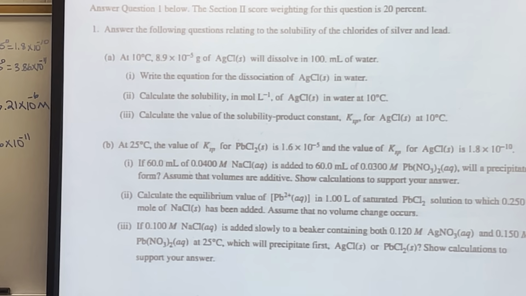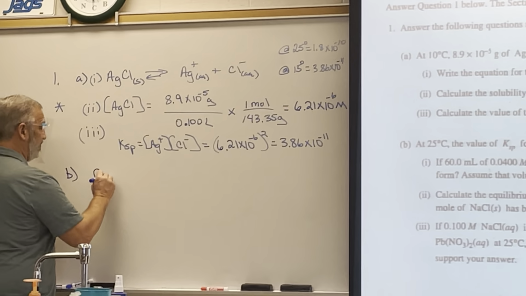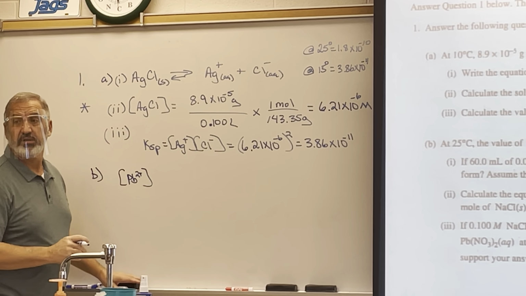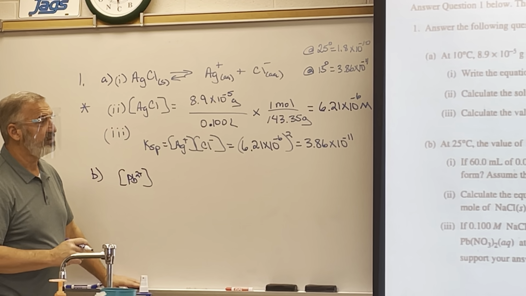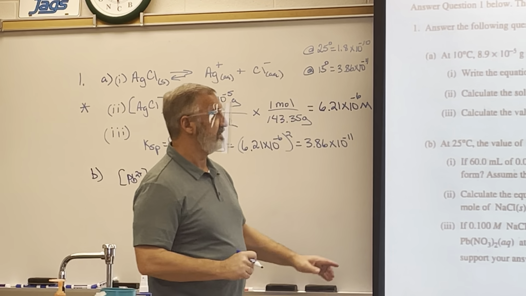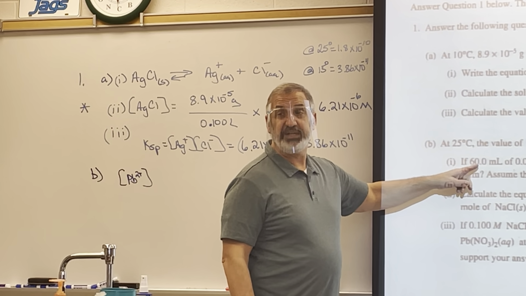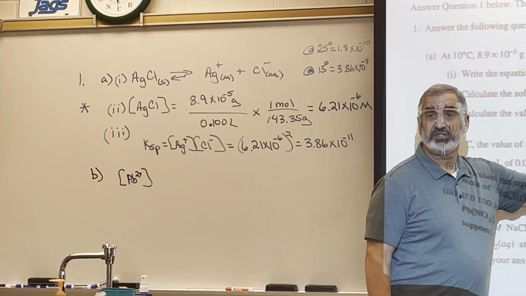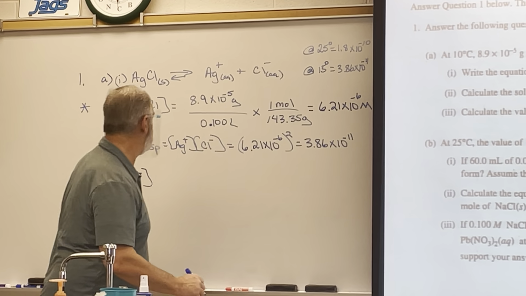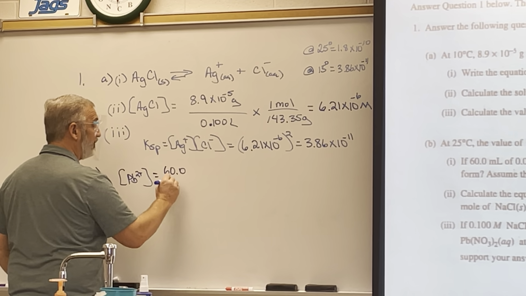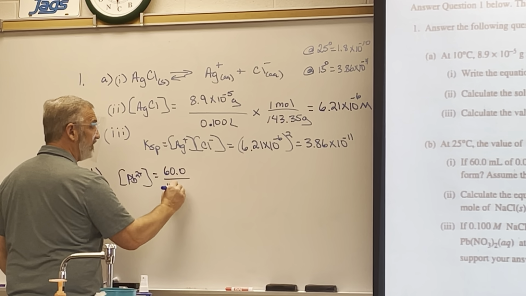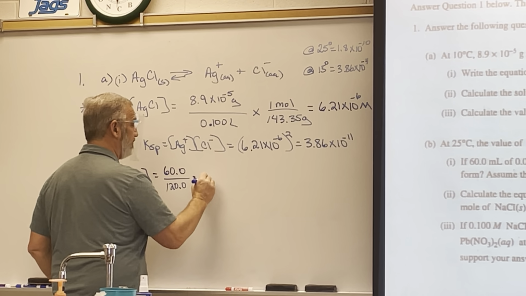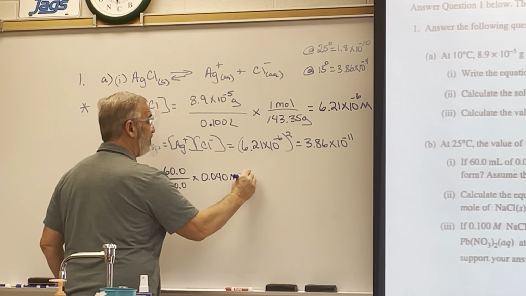So I need to know what my lead concentration is. So how do I find that? That's what we did at the very end of class yesterday. What's it going to be? Now this one's actually a little bit easier because it's 60 milliliters and you're adding 60 milliliters. So when I'm going to do the dilution, it's going to be 60 over what? 120, in other words, just half, times my initial concentration of 0.04. So I know it's 0.02.